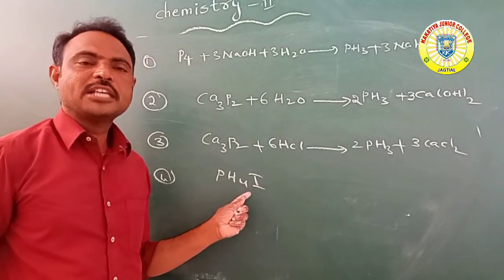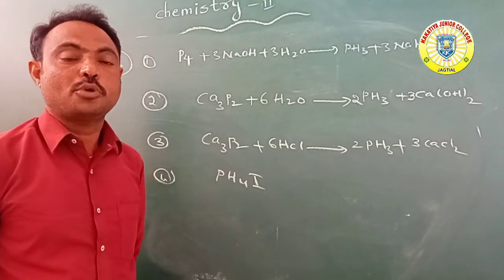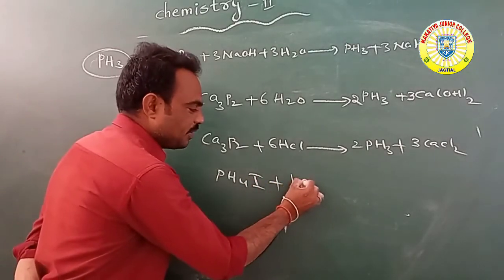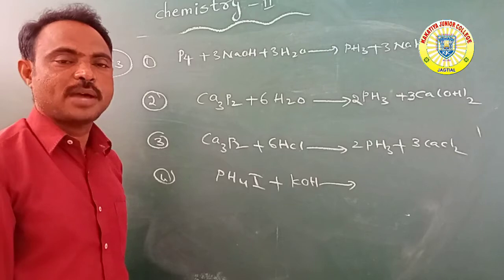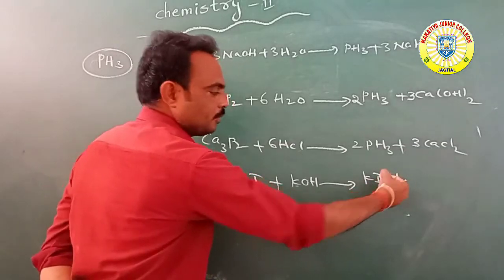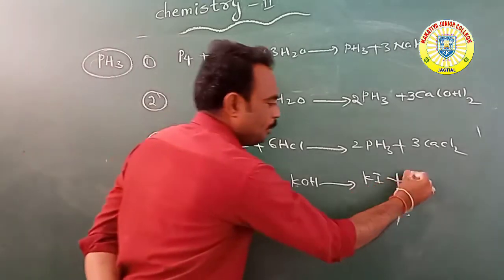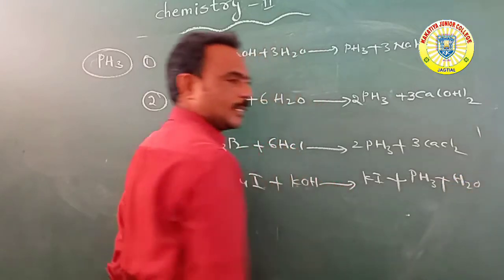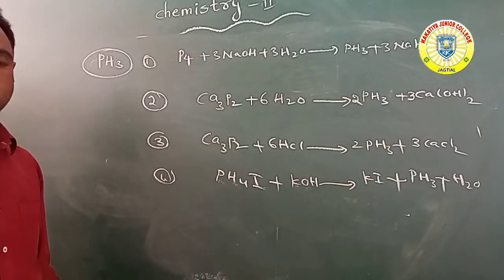PH4I means phosphonium iodide, or PH4Br means phosphonium bromide. When this phosphonium iodide reacts with KOH, potassium hydroxide, it forms KI, potassium iodide, next further PH3 phosphine and one hydrogen with OH to form water molecules. Okay, so it is the fourth preparation of PH3, phosphine.